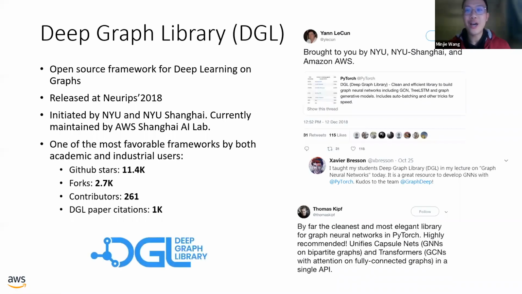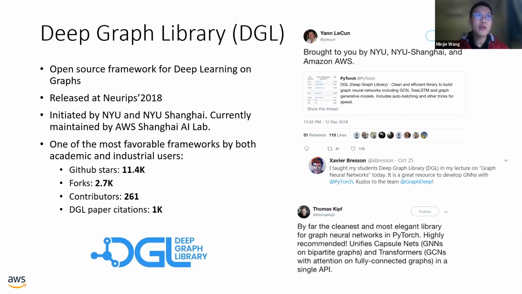So what is DGL? For people who haven't heard about DGL, Deep Graph Library, it is an open source framework for deep learning on graphs. It was released at New Year's 2018, so it has been almost 4 years. It was initiated by NYU and NYU Shanghai. I was developing it during my PhD study at NYU, and later I joined AWS AI Shanghai Lab, so it is also currently maintained by the team there.